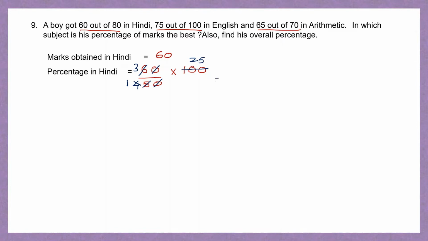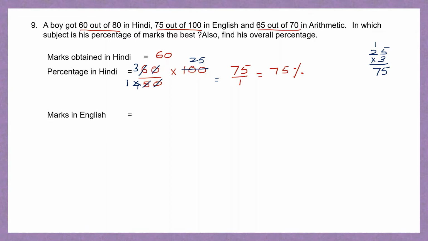Okay, so now we have to just multiply the numerators and write the denominator. So 25 into 3. Let's multiply 25 into 3. 3 5s are 15, carry 1. 3 2s are 6 plus 1, 7. So we've got 75 by 1, which is 75%. So his percentage in Hindi is 75.